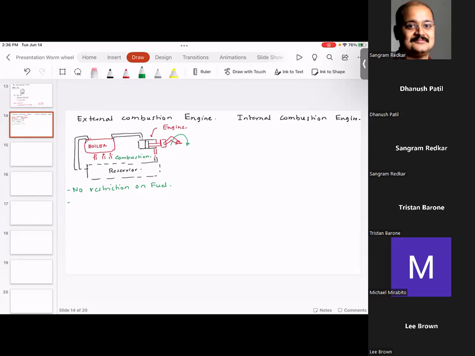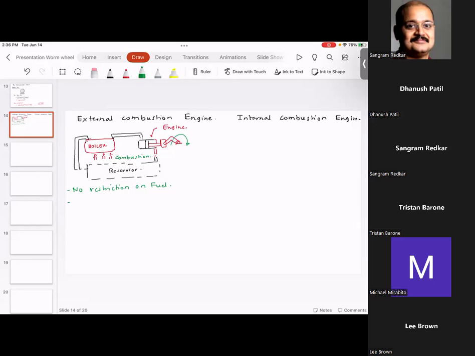Then it can be used for a lot of applications like locomotion, like steam engines, but it can be used for power generation. It can be used for doing some other useful work like farming applications, pumping applications, and so on. So applications are vast. But what are the major disadvantages?